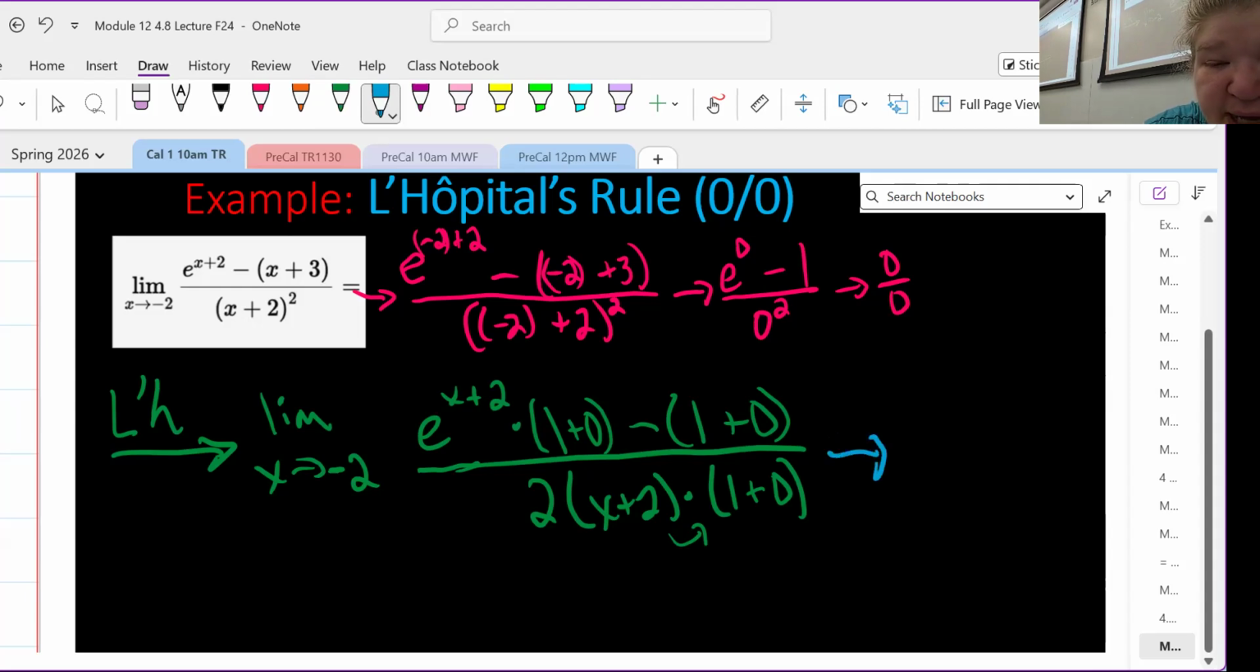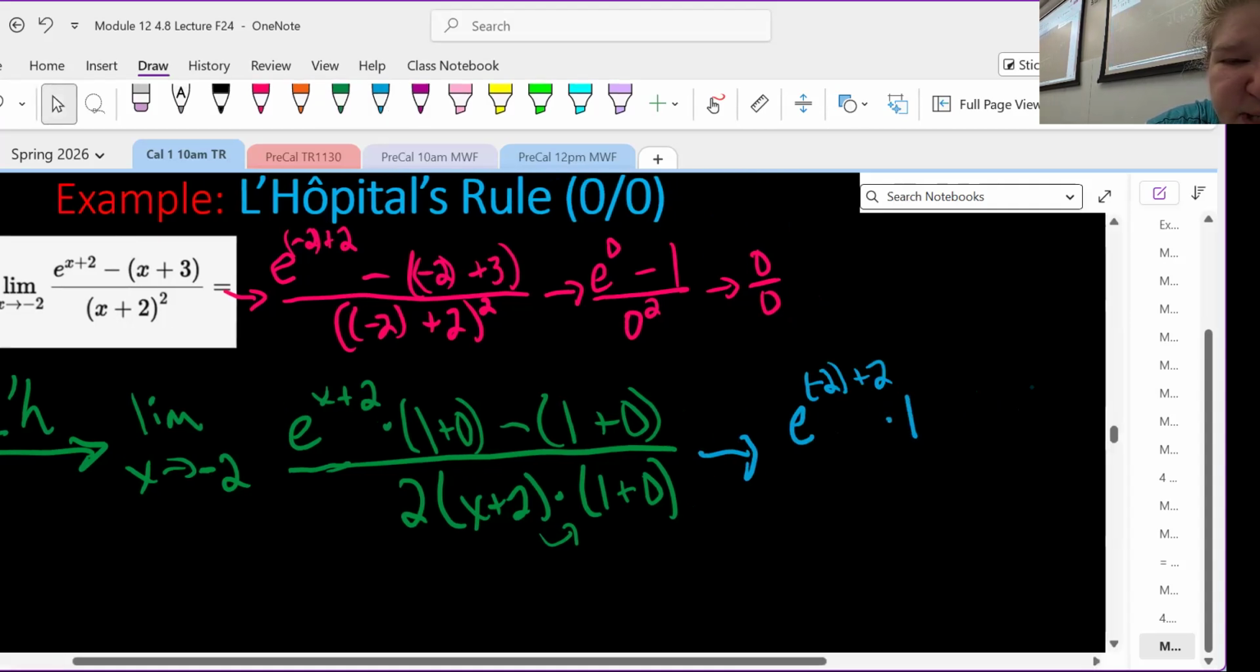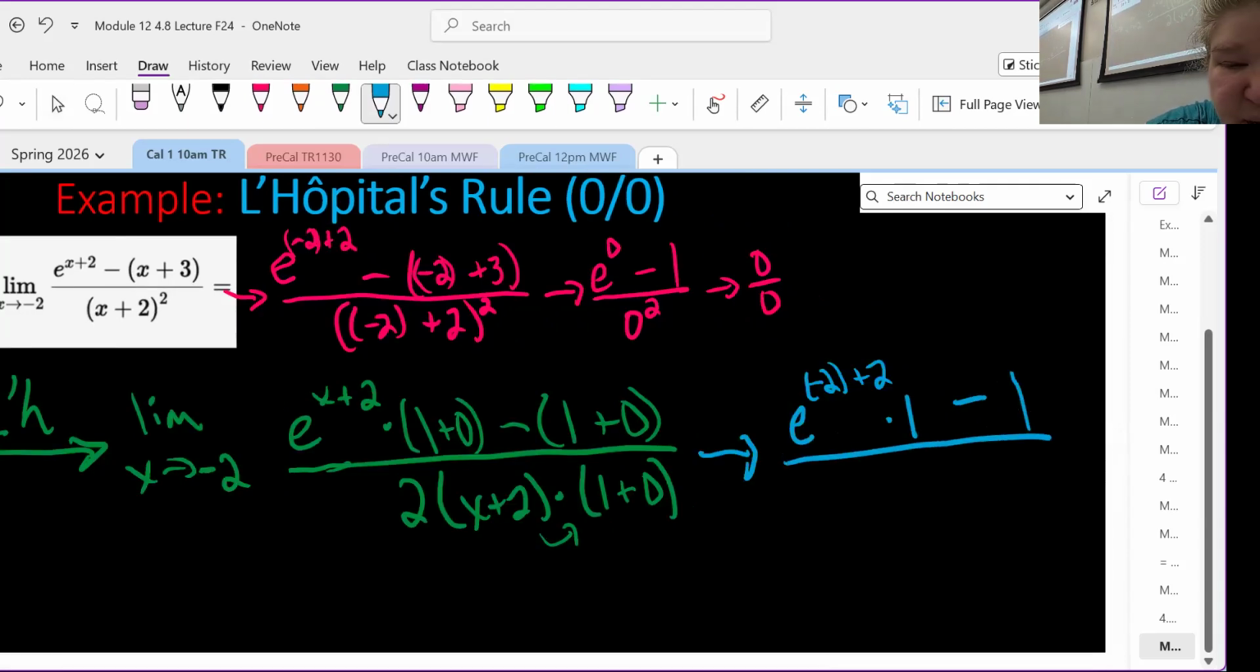And now we're going to plug in negative 2 again, see what we get. So I have e to the negative 2 plus 2. So e to the 0 will be 1. Then there's a times 1, still minus 1. And then on the bottom, 2 times negative 2 plus 2.